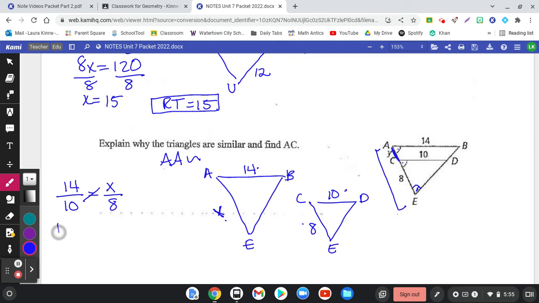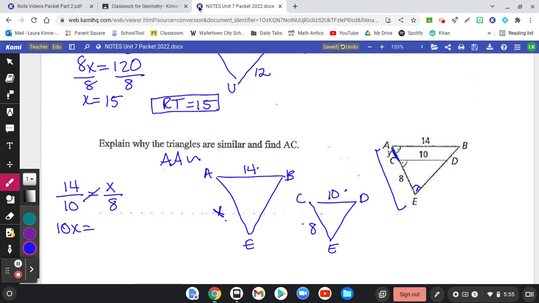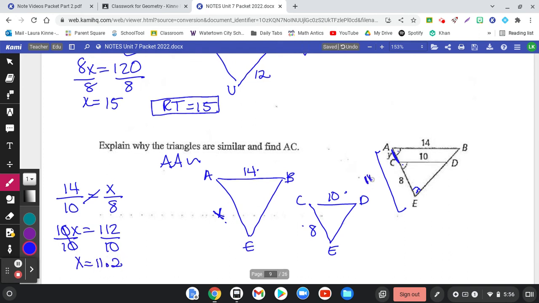Cross multiply. 10x equals 14 times 8. 112. Divide by 10. X equals 11.2. Okay. So if this whole thing is 11.2 and you just want to find this section, take 11.2 minus 8. So 3.2 would be the length of AC.